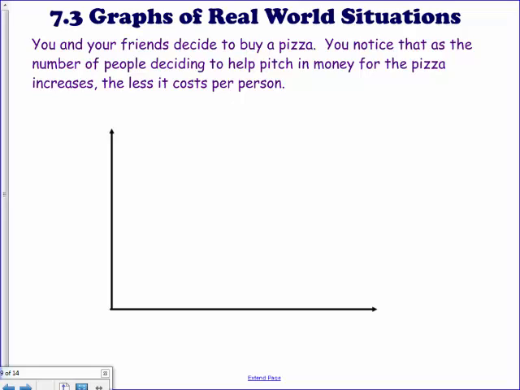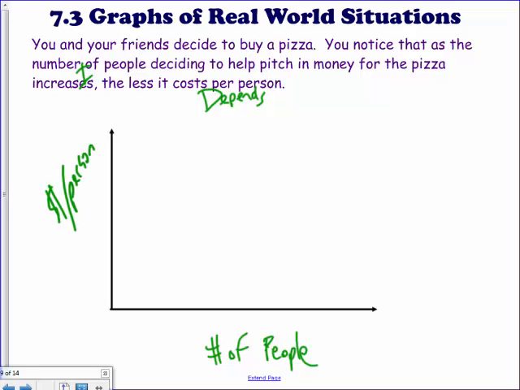What about the pizza situation? Okay, we decided that how much it costs per person depends on the number of people, which is the independent. So I'm going to put number of people down here on the x-axis because the independent always goes there. Number of people. And we got the cost per person over here.